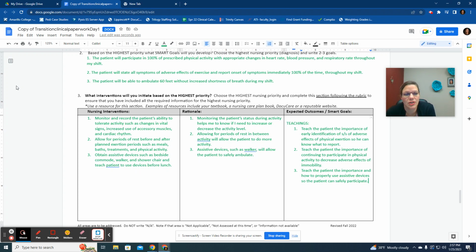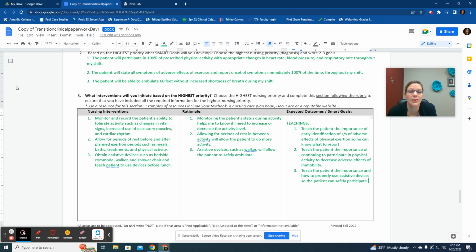I'm going to monitor the patient's status during physical activity because it helps me to know if I need to increase or decrease the physical activity. It helps me to know whether or not the physical activity level is appropriate. And also early intervention in case the patient is starting to have too many adverse effects of the physical activity. I know it while it's happening and I can stop that before the patient ends up getting injured.